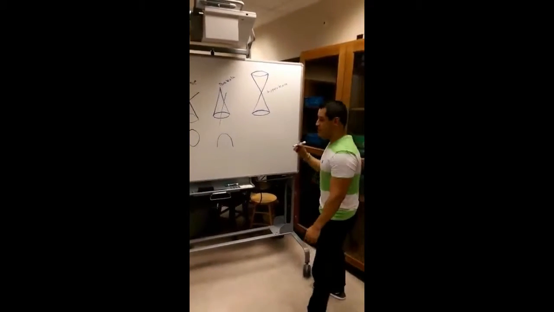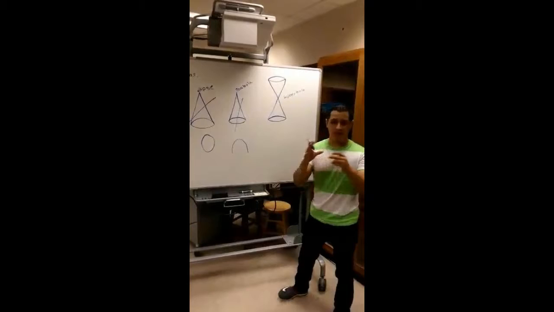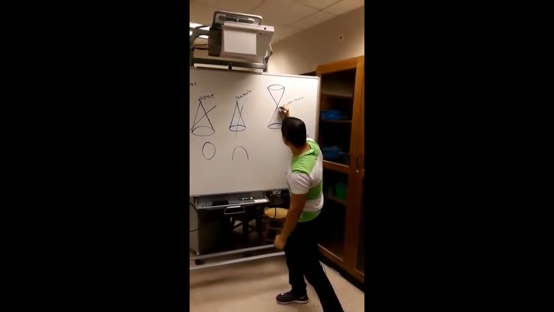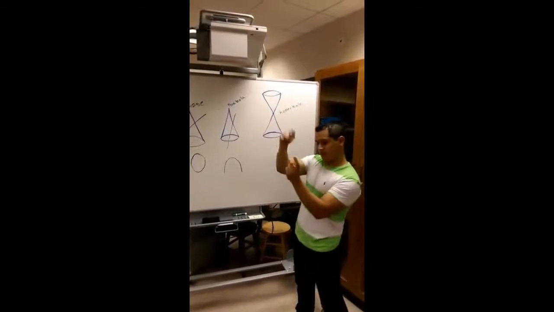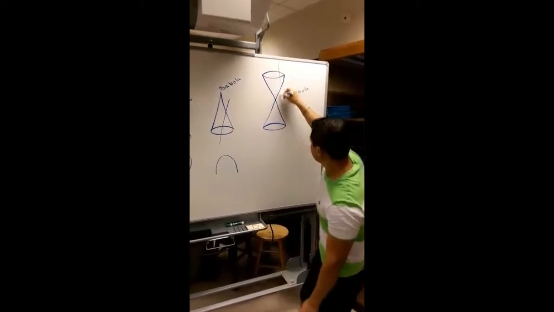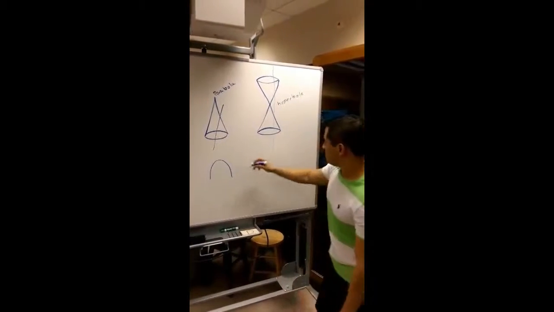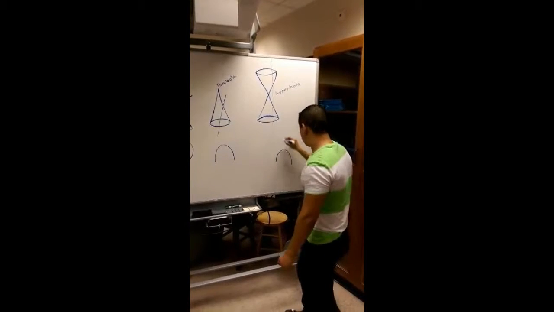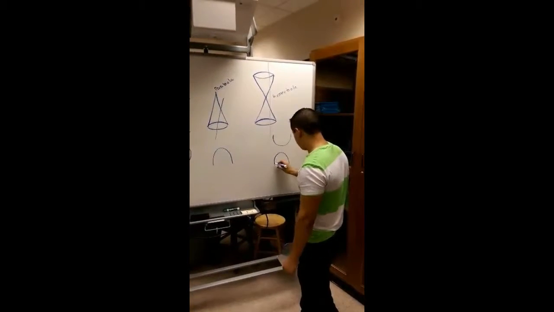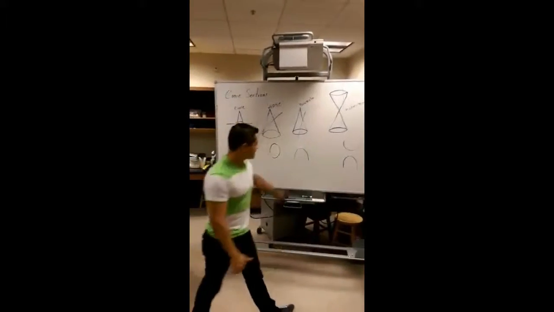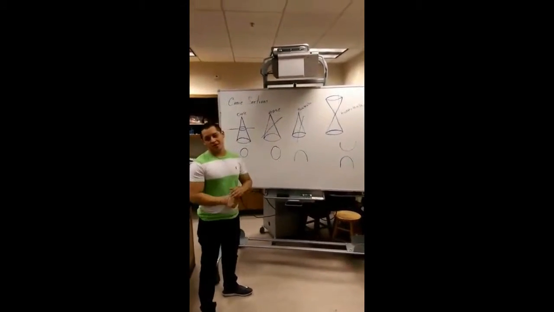And for the hyperbola, you're going to have to connect two cones at the two vertices, and you're going to dissect it in this manner. And when you dissect it like that, you're going to form a shape that's going to be something similar to this. And that's pretty much the sections that we're going to discuss.